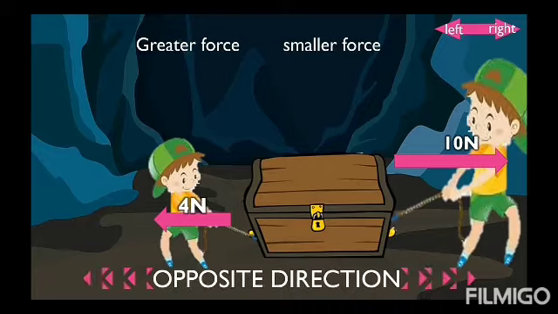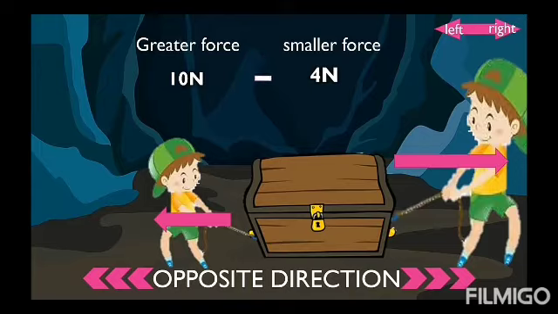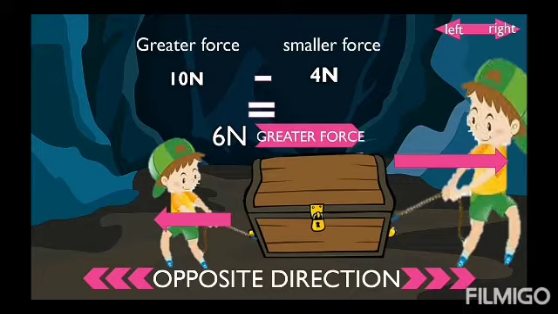Do you know why it moves to the right side? There are two forces, a greater force and a smaller force. These two forces are applied by the boys in opposite directions. So, the resultant force for opposite directions is found by subtracting: greater force minus smaller force. Here, the greater force is 10 Newton and the smaller force is 4 Newton. So we take the difference, that is subtract, and we get 6 Newton. 6 Newton is the resultant force.